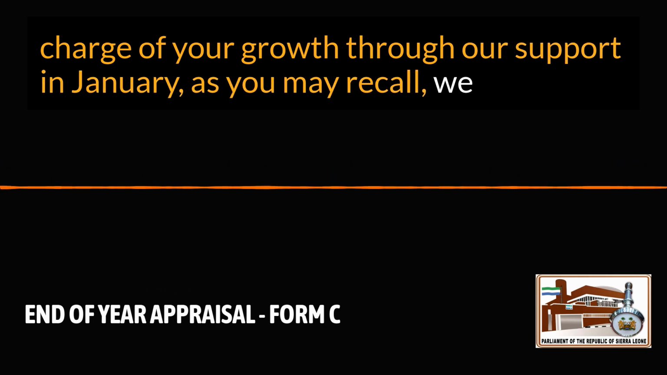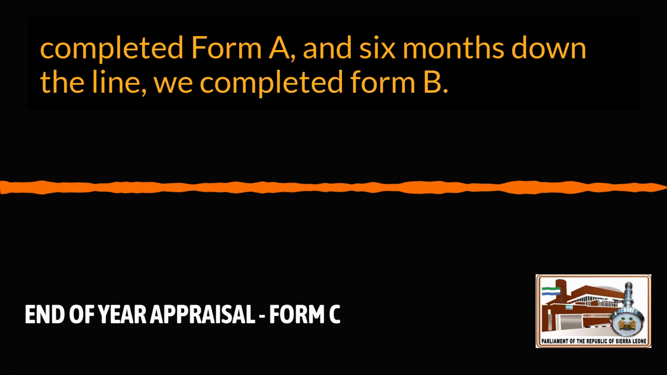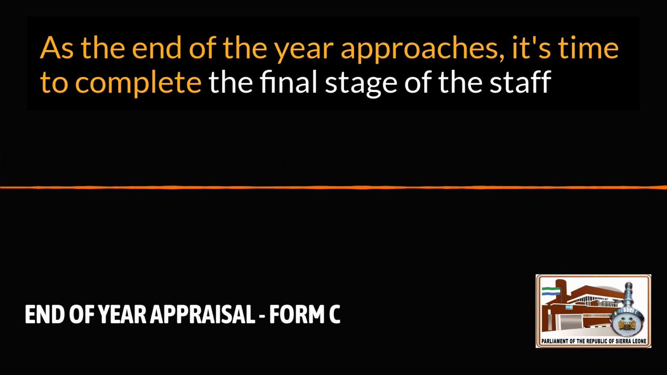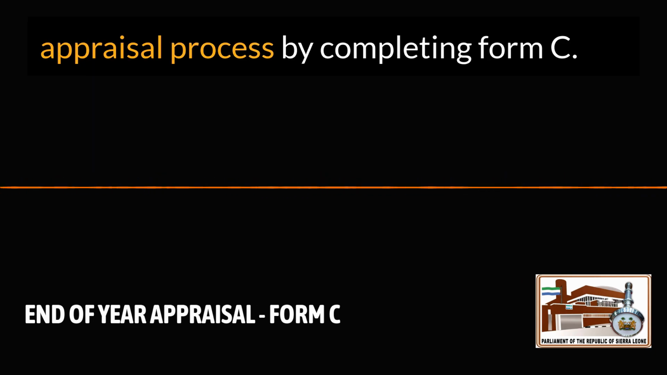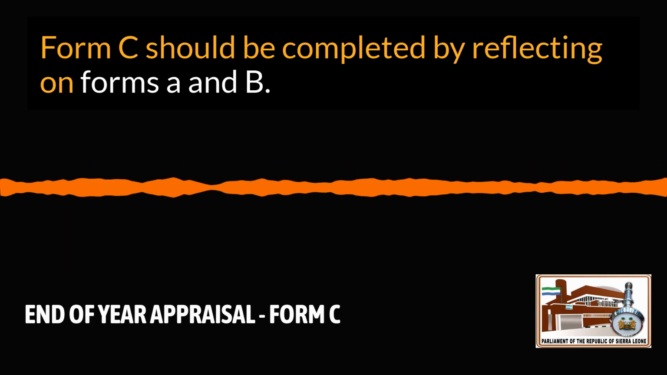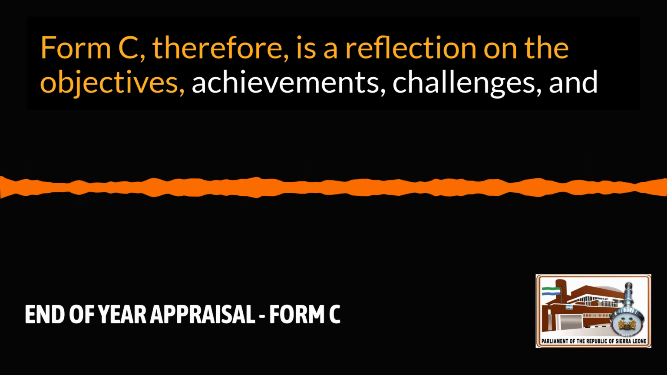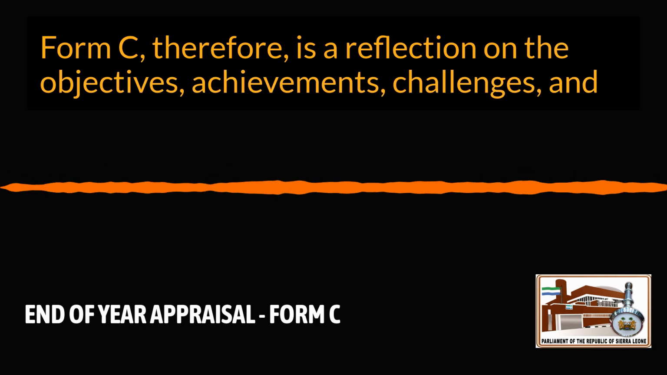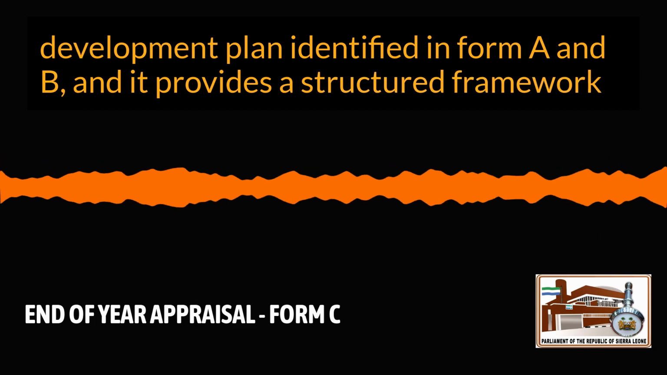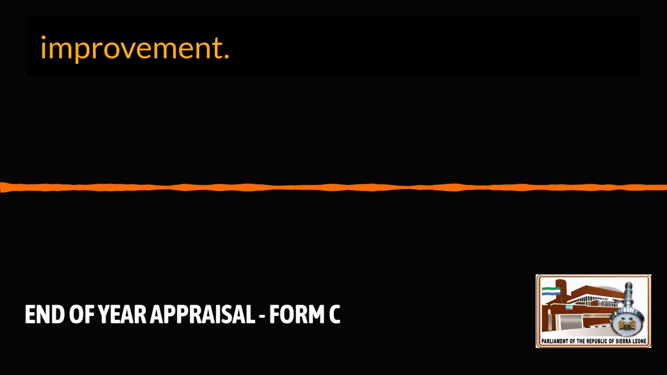In January, as you may recall, we completed Form A, and 6 months down the line, we completed Form B. As the end of the year approaches, it's time to complete the final stage of the staff appraisal process by completing Form C. Form C should be completed by reflecting on Forms A and B. Form C, therefore, is a reflection on the objectives, achievements, challenges, and development plan identified in Form A and B. And it provides a structured framework for you to reflect on your annual achievements, challenges, and areas for improvement.